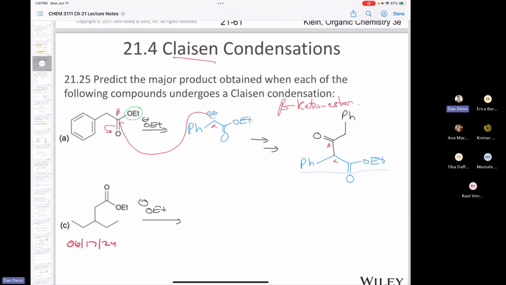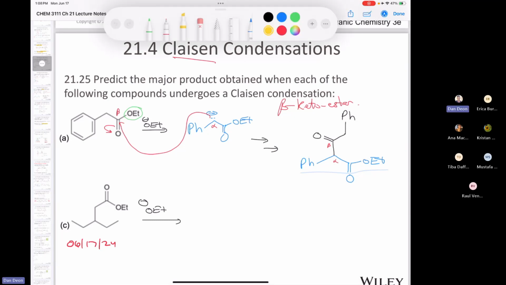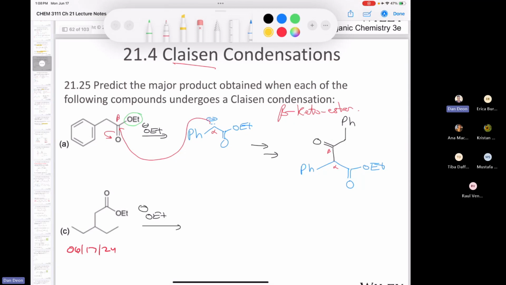And the mantra I was trying to give you last Friday was, if it's a Claisen reaction, it's a beta keto ester that you're going to end up with. So if you see a beta keto ester in a synthesis and you want to make it, you would make it from a Claisen reaction.